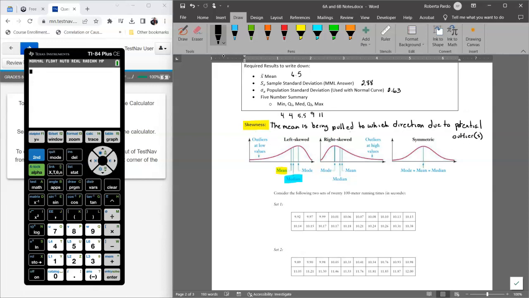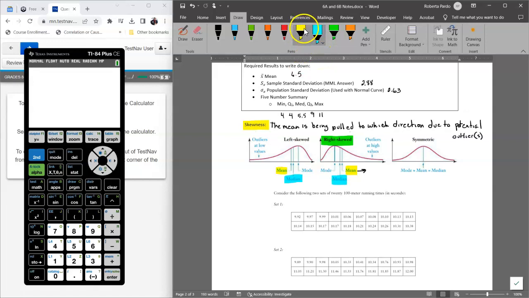All right, so if the mean is being pulled to the right, this is right skewed. If the mean is being pulled to the right, in other words, it is larger than the median, so the mean is to the right side of the median. So that makes this right skewed.